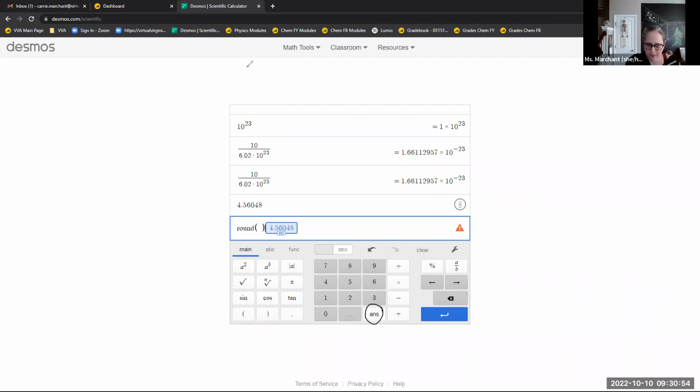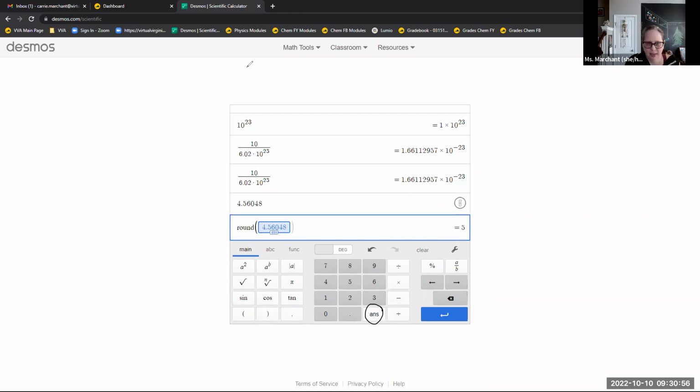I'm going to take out one of those decimals because I do need it to be in the decimal area. So round the answer, comma, and here's where Desmos is nice. You type in how many decimal places. If I'm looking at this one, the 1 here is 0 decimal places. This first 6 is 1 decimal place. The second 6 is 2 decimal places.